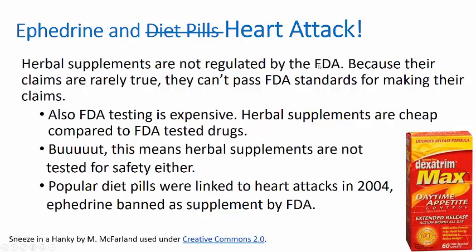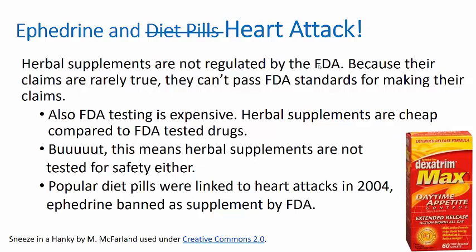Okay, so the FDA, in general, they're not trying to make a claim that is proven by science, and often the claims don't play out. So they can't pass FDA standards. And since FDA testing is expensive, they're not even going to try. Why bother? But the problem is that also means that the FDA is not able to test to see whether or not this stuff is safe. So the first phase of a clinical trial is a safety phase, and herbal supplements don't go through that.